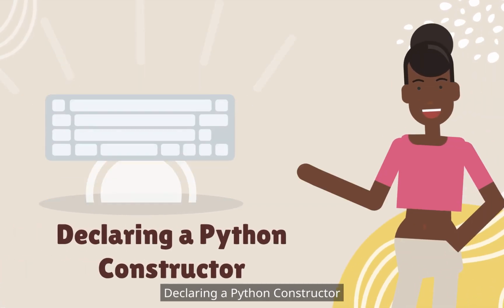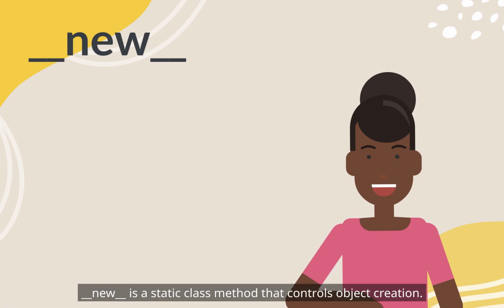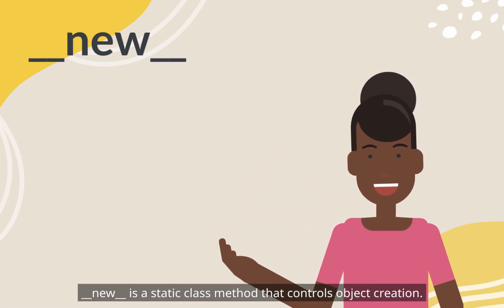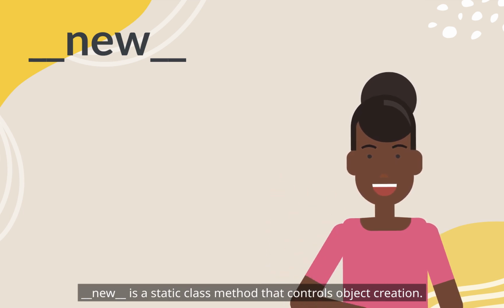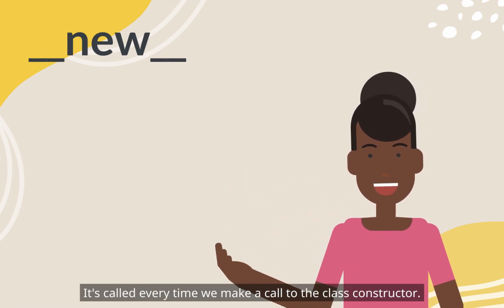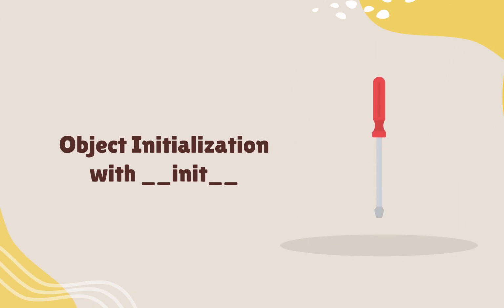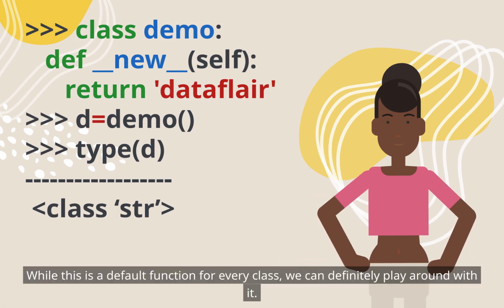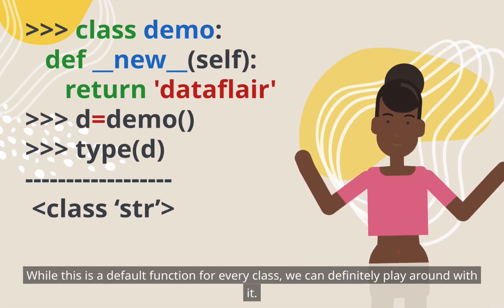Declaring a Python constructor. __new__ is a static class method that controls object creation. It's called every time we make a call to the class constructor. While this is a default function for every class, we can definitely play around with it.